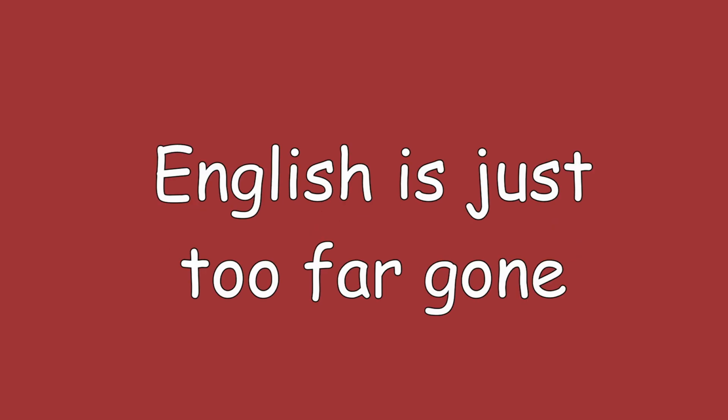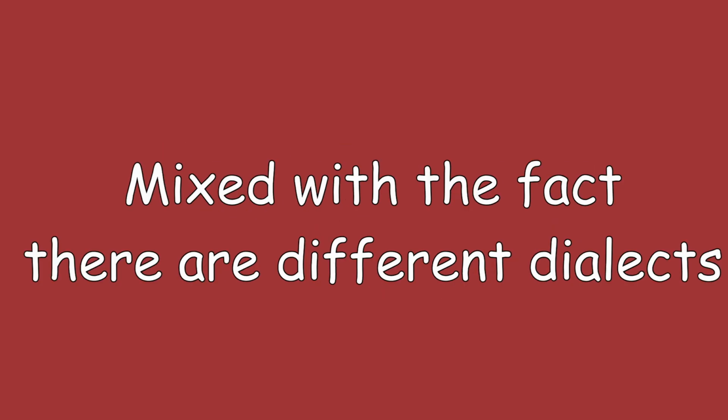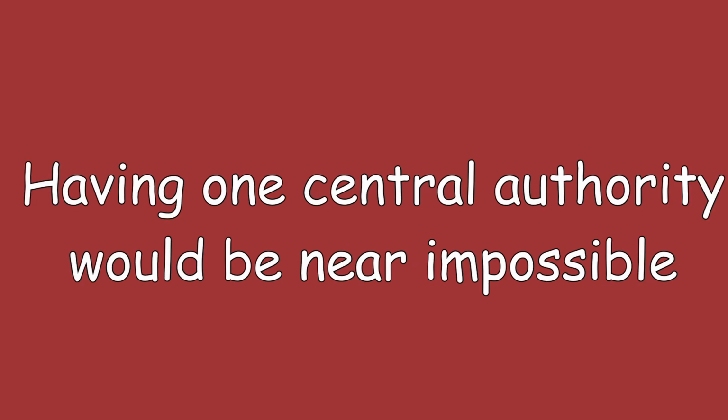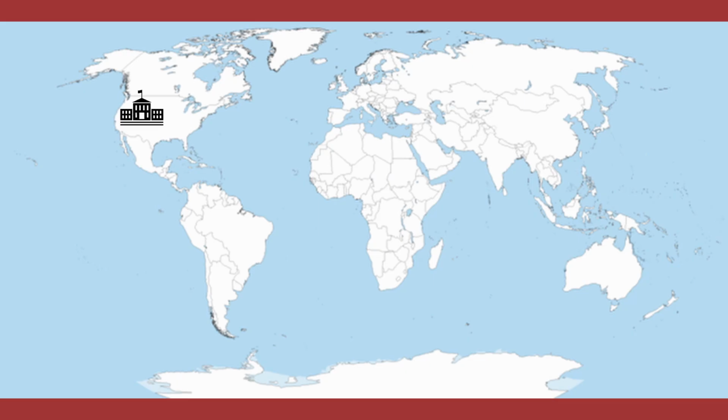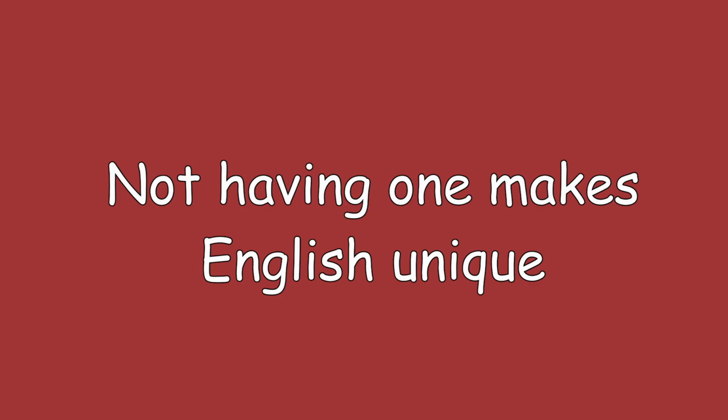I mean, at this point, English is kind of too far gone to have a central authority, and there are so many different dialects and ways of speaking that frankly, it would be impossible to have one central authority to regulate the language. Perhaps different authorities for major regions, but even then it would still be a mess. Not having one of these regulators makes English a very flexible language and one that is unique.